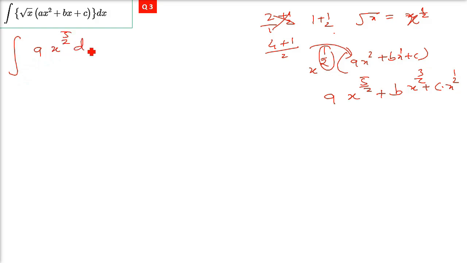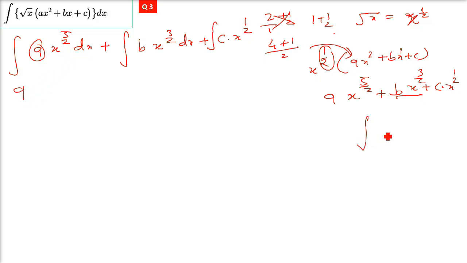Now I'm separating these terms. Integration of a x raised 5 by 2 dx, integration of b into x raised 3 by 2, and then we have c. Remember, dx will always be there everywhere. c x raised half, integration of this one. So this constant we will take outside. Integration of x raised n will be x raised n plus 1 by n plus 1, or x to the power n plus 1 by n plus 1.